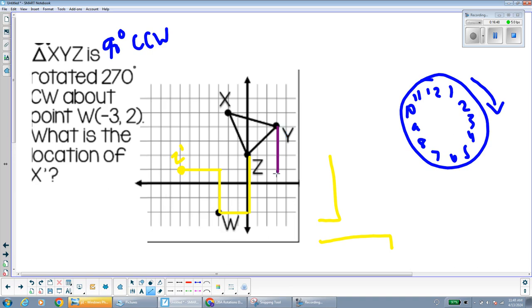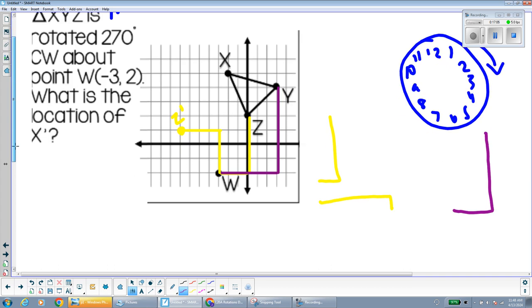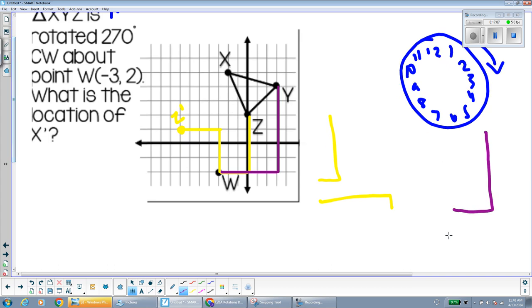Now, let's connect point Y to the center of rotation. And that L shape looks like this. So if we rotate it 90 degrees counterclockwise, it's going to look like this. So that's 1, 2, 3, 4, 5, 6, and 1, 2, 3, 4, 5, 6.